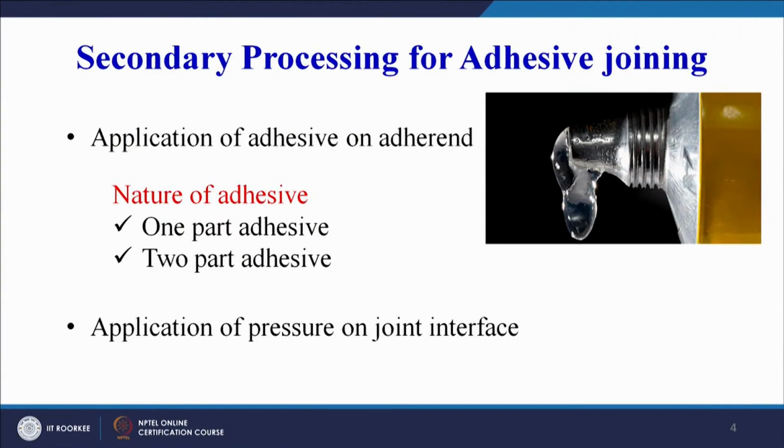Application of pressure on the joint interface. So we have to first cut, then edge preparation, then application of adhesive, then application of pressure on the interface. Then finally we will leave our joint for a specific period of time. The time may vary depending upon the type of adhesive that we have used, and it may vary from 6 hours to 12 hours to even 24 hours, and finally we will get our final joint which can be used as a product. Now let us try to understand this with the help of a video, a very simple video freely available on YouTube.